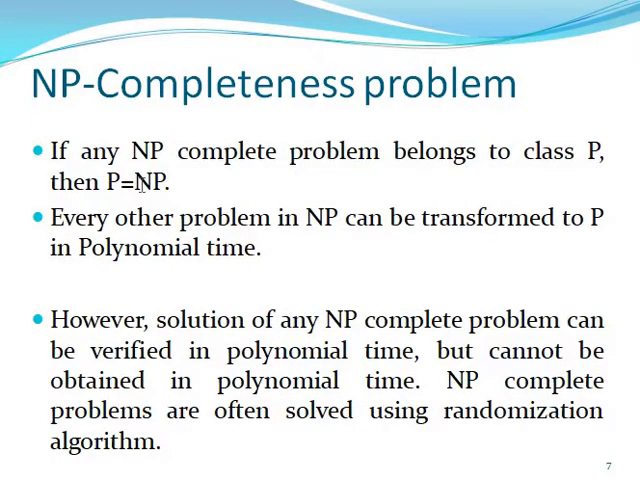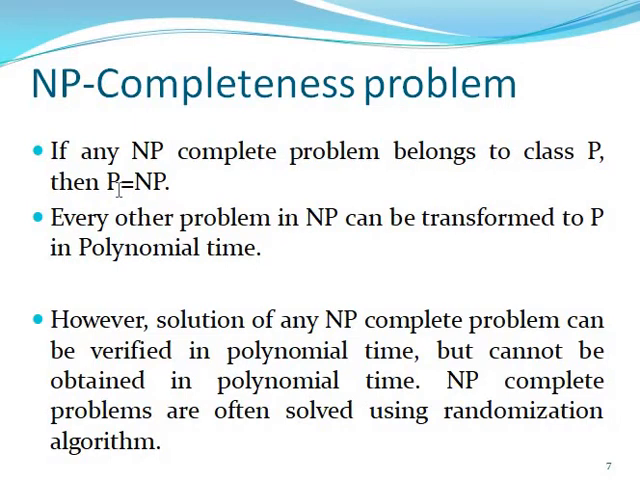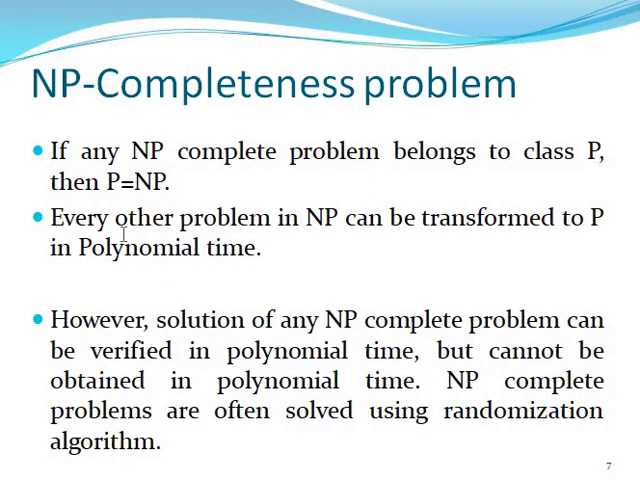We can show that if any NP complete problem belongs to class P, then P equals NP. So if any NP complete problem belongs to class P, it means P equals NP. If an NP complete problem can be solved by the same kind of algorithm required for P problems, then you can say that P equals NP.